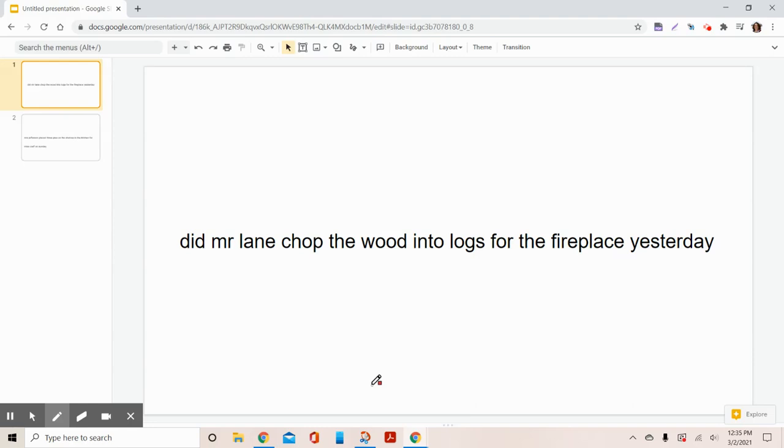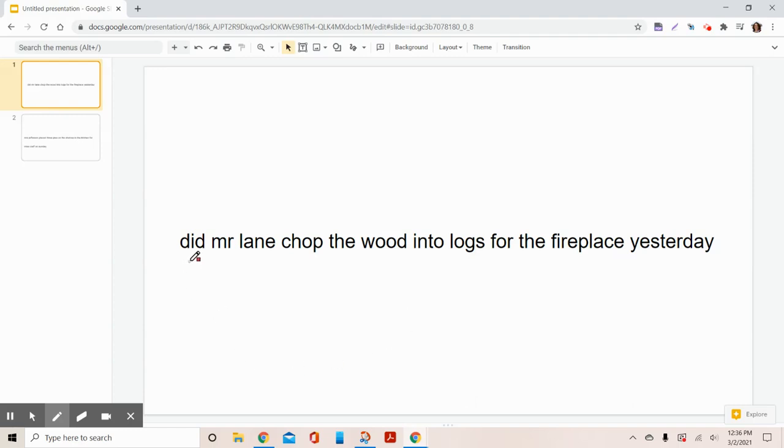So let's look at our first sentence. Did Mr. Lane chop the wood into logs for the fireplace yesterday? So, how many nouns? Let's first look for the nouns. How many nouns do you see in this sentence? I see four nouns. Let's see if you found the same nouns that I did.